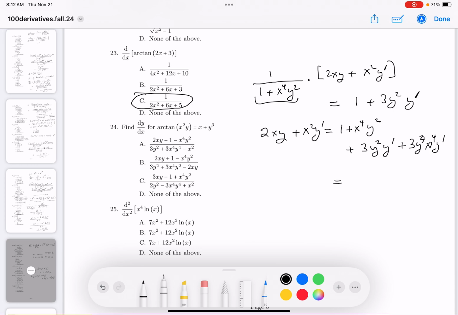All right, you're going to get the y primes on one side, everything else on the other side, and that's going to be 2xy, let's see, minus 1 minus x^4 y squared, and I'll get the y primes on the other side. I took care of a lot of things at this point, but let's write this down. I would see 3y squared plus 3y^4 x^4, and then minus x squared y prime.